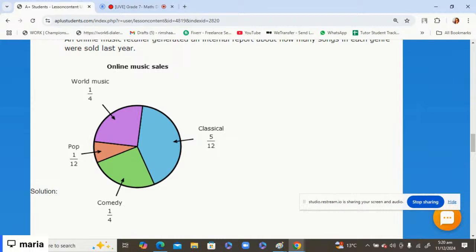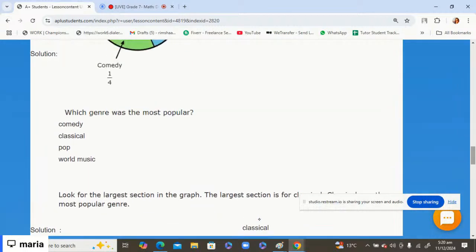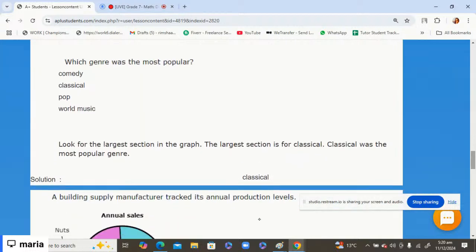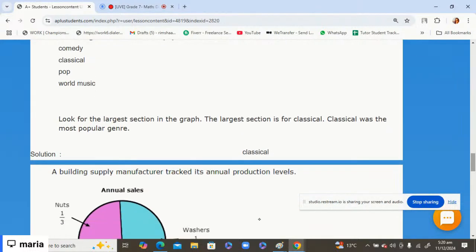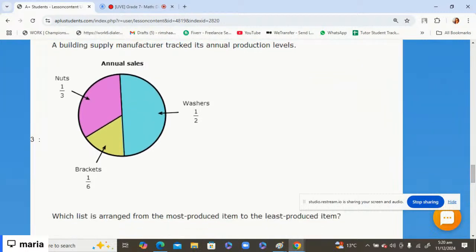Okay, when we see the classical and the pop, the difference between 1 by 12 and 5 by 12, we see that 1 is less, 5 is greater, because the denominators are the same, 12 and 12. We also check it in the graph: the portion 5 by 12 is greater compared to all of it, so we put 5 by 12 as greater. That is classical, and we can say that the larger section is for classical, so classical was the more popular genre.